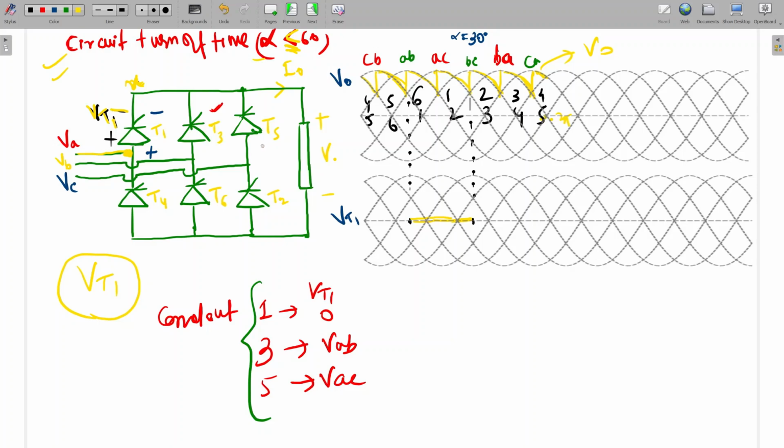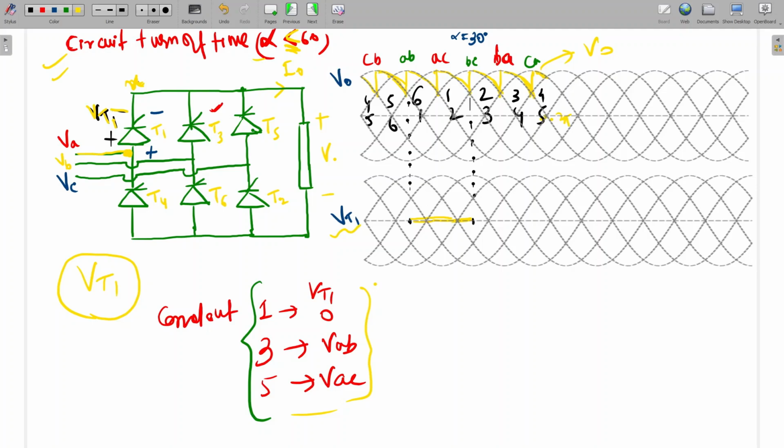Similarly, if 5 conducts, this C point will be connected to X. So VX will be VC, and VA minus VX will be VAC. Is it clear now? Yes, sir. So if 5 conducts, VAC. So this is the table. According to this, we can draw VT1. Here I am drawing the VT1.